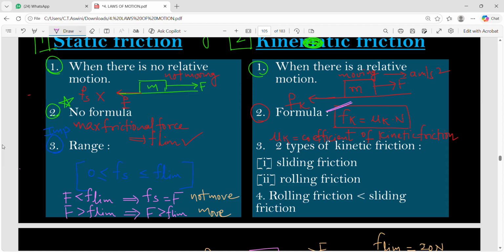Its formula is mu k into N. The problem is with static friction, it doesn't have a formula. Then how do you find its value? First, make sure of these conditions, whether F is less than F limiting or F is more than F limiting. If F is more than F limiting, then no problem at all. The body will be moving. You can take the kinetic friction formula. When F is less than F limiting, then what is the static friction value? It doesn't have any formula. Its value is nothing but the external F applied only.